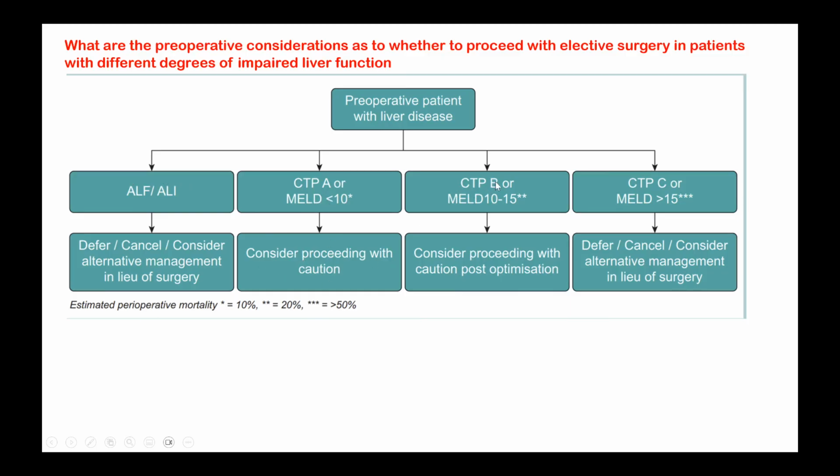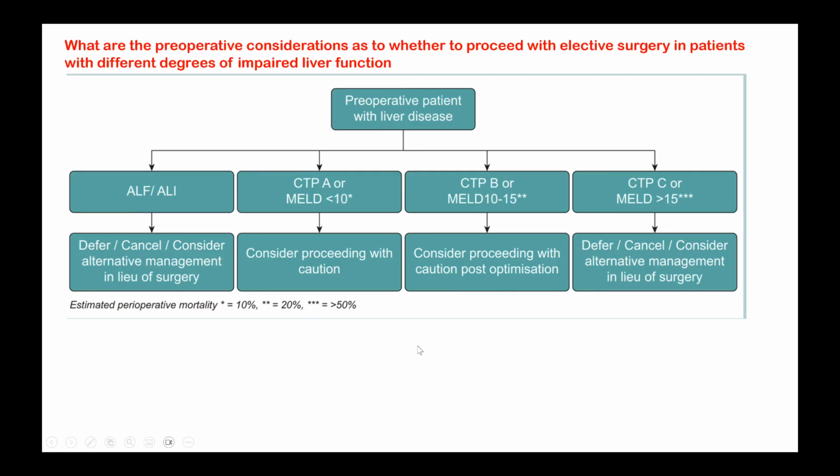If the CTP scoring is class B and MELD 10 to 15, consider proceeding with caution and after optimization of the patient. Try to correct whatever defect is there as much as possible. And if it is CTP C or MELD more than 15, defer, cancel, consider alternate management in lieu of surgery. So this is the guideline with regard to the severity of liver disease, how to proceed. The earlier one was the risk stratification.